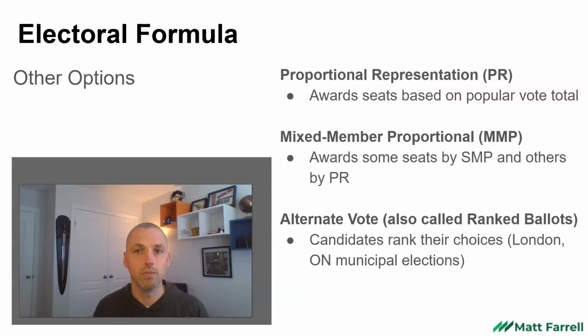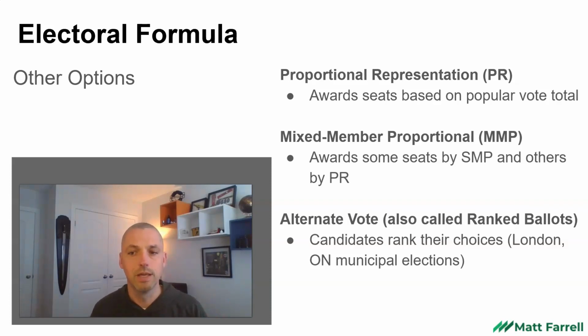What else could you do? What are some of the other options? A proportional representation system would award seats based on that popular vote number, and it would ignore ridings. A mixed member proportional would sort of combine both. It would give some seats the same way we do single member plurality, but it would also have a handful of seats that would be split up according to PR calculations to try and get a number that's closer to the popular vote.